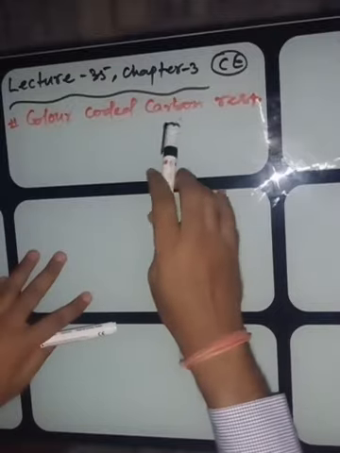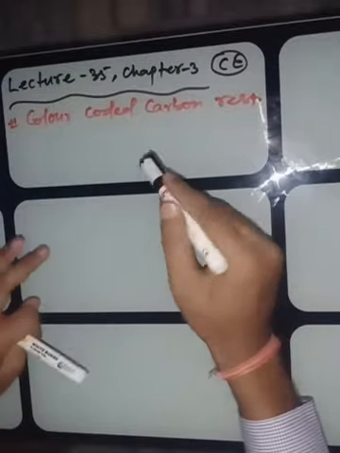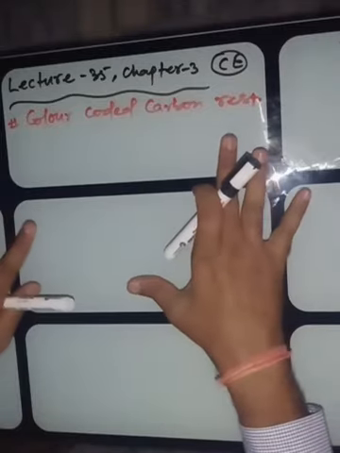This is the carbon resistance. So for the commercial purpose, we make the high resistance with carbon. The value of resistance can be decoded by the color code given on the resistors.